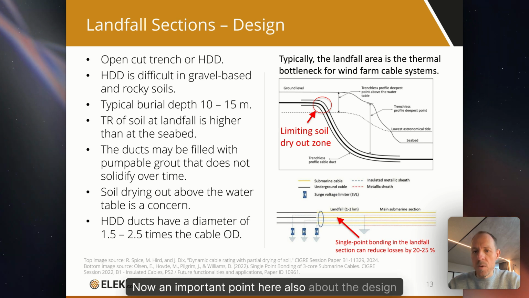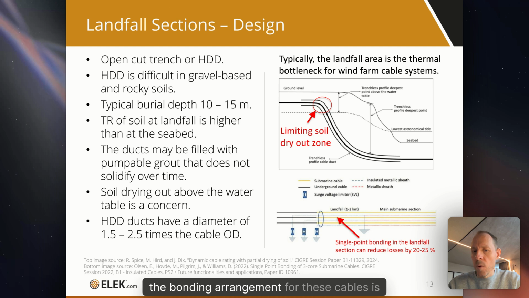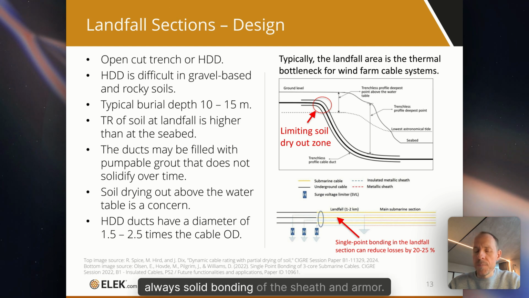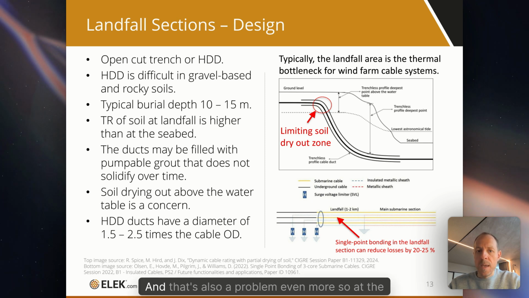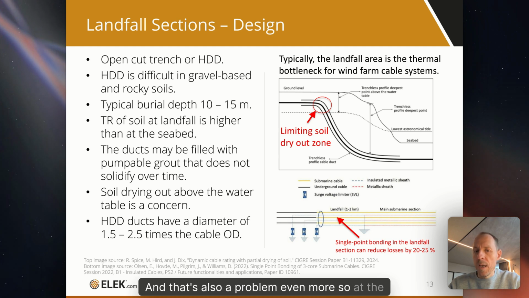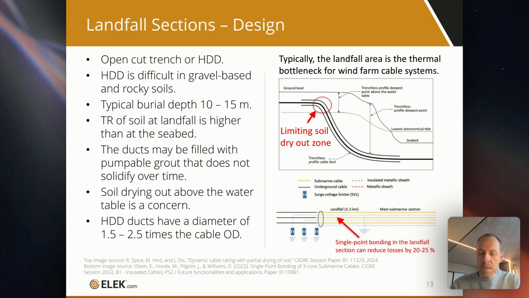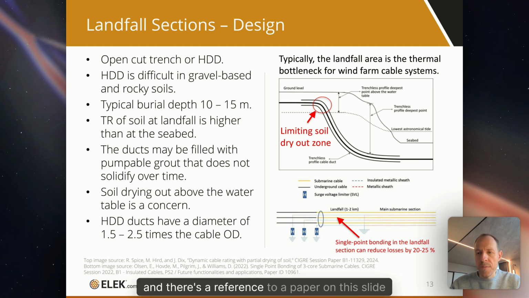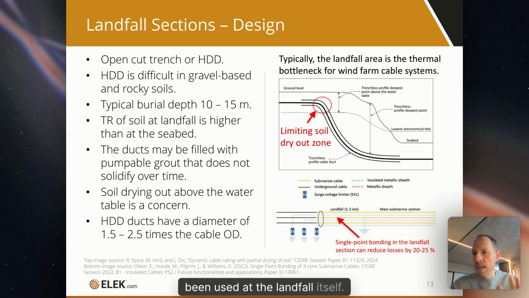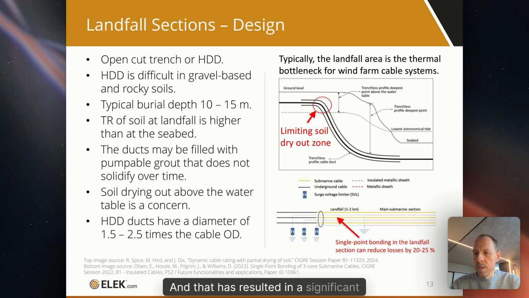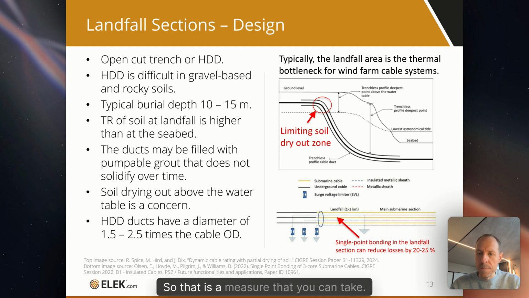Now, an important point here also about the design is that, remember I said that for these submarine cable installations, the bonding arrangement is always solid bonding of the sheath and armor. Now, that can result in high circulating currents, derating the cable significantly. And that's also a problem, even more so at the landfall, which is typically the main bottleneck for the wind farm in terms of current rating. So what's been done in industry, and there's a reference to a paper on this slide, is that single point bonding has been used at the landfall itself. And that has resulted in a significant increase in the current capacity of the cables at the landfall. So that is a measure that you can take.